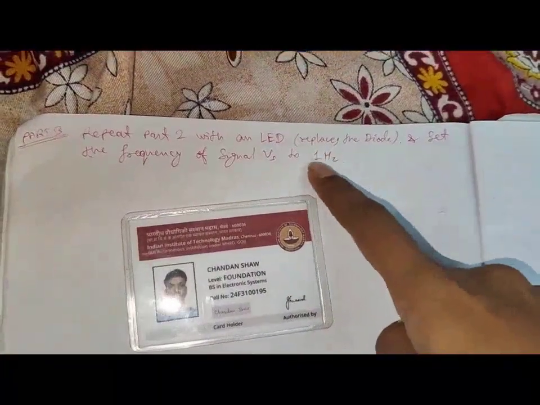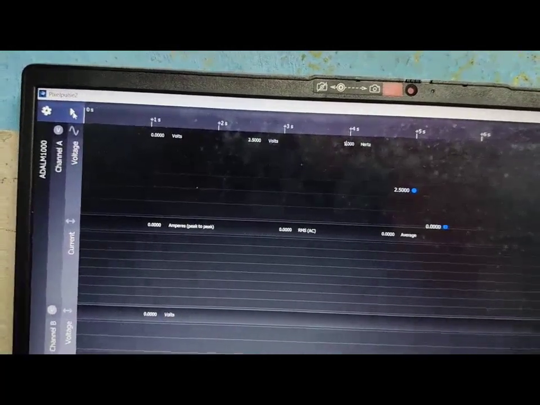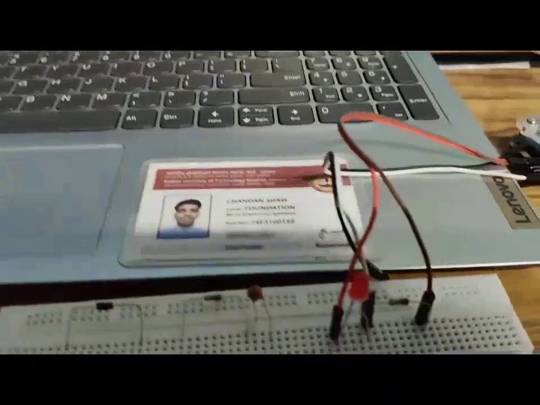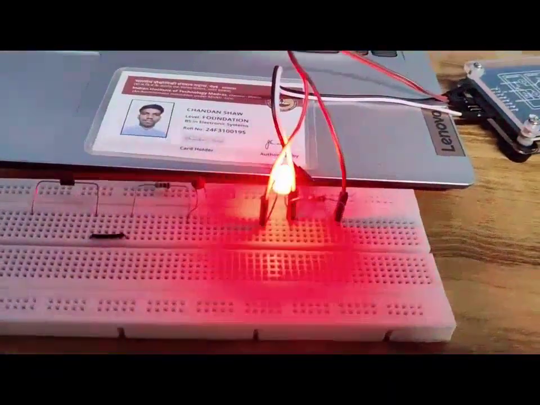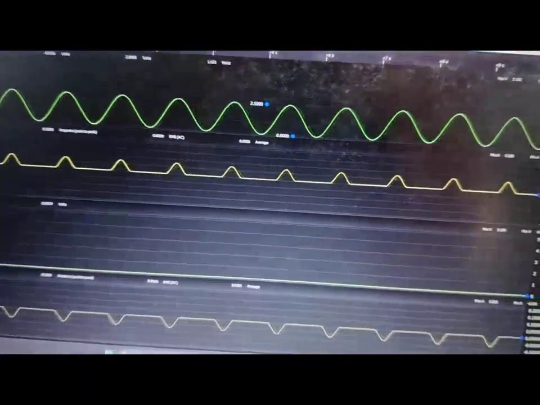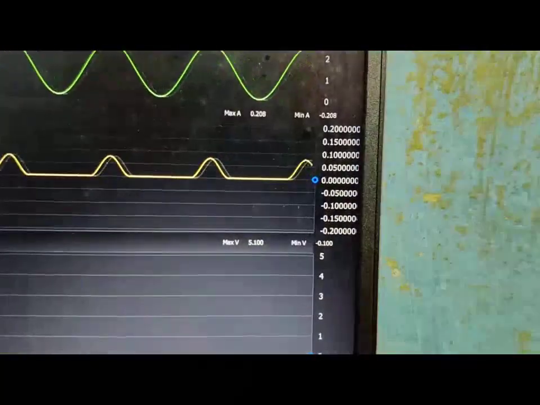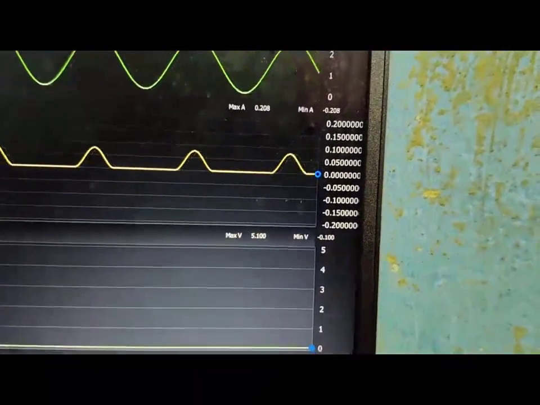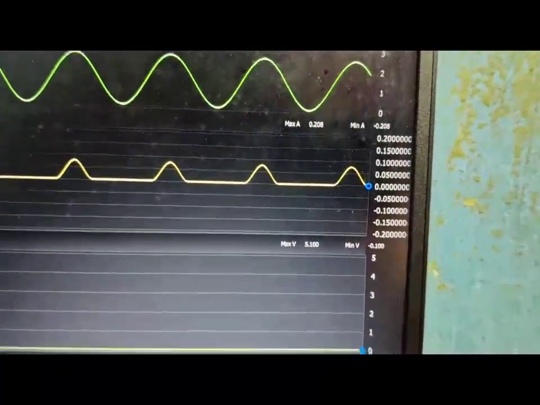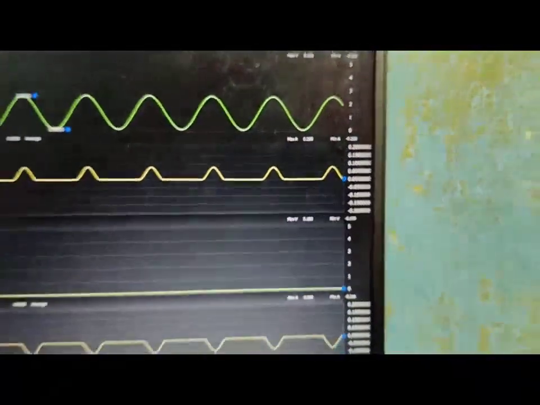Now for part 3 we have to go to 1 hertz. We are going to pass a sine wave at 1 hertz frequency. Now you can see the pattern. This is slow at 1 hertz frequency. You can see the output waveform and the input waveform as well. This is the input waveform, 0 to 0.1 around, and this is the output, 0 to minus 0.1 around.